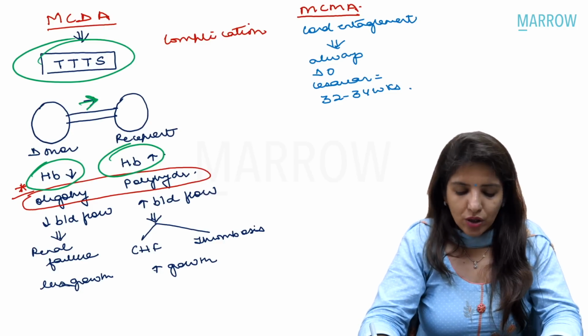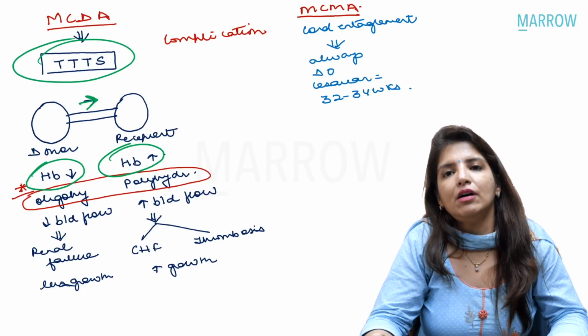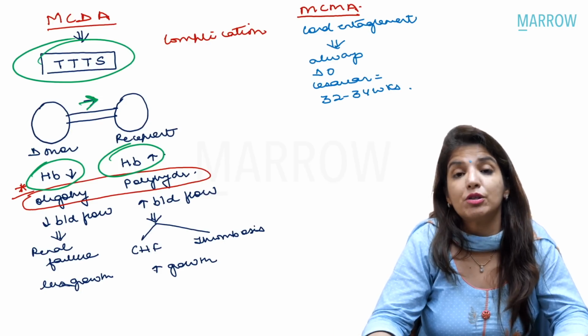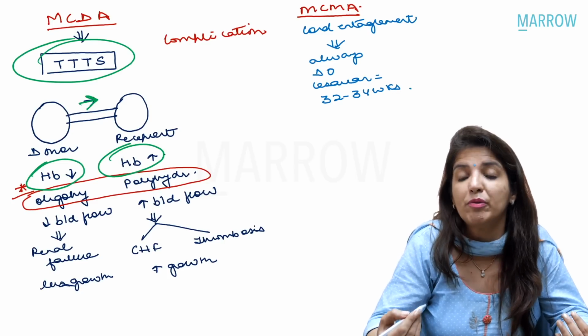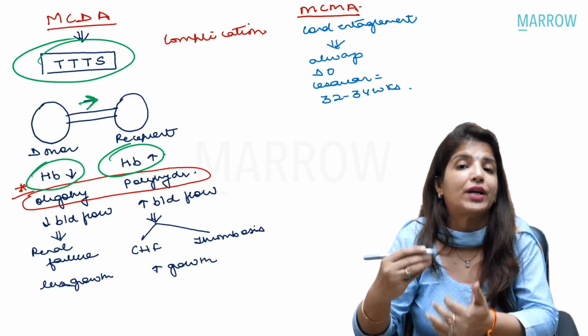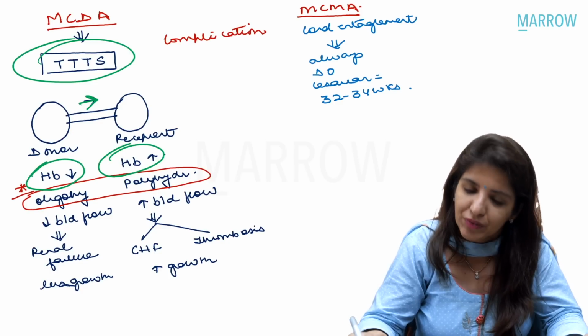In the recipient twin, hemoglobin will be more. Right? In the donor twin, you are going to get oligohydramnios, whereas in the recipient twin, you are going to get polyhydramnios. Why? Because in the recipient twin, there will be more blood flow. So if there is more blood flow, more blood will go to the fetal kidneys, and so there will be polyuria and that will lead to polyhydramnios. The reverse is going to happen in the donor twin, right?